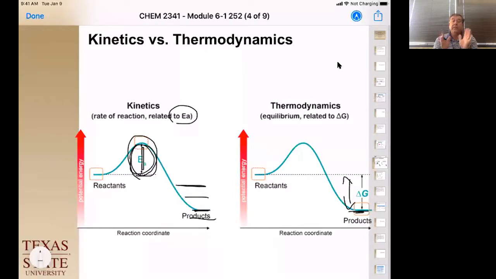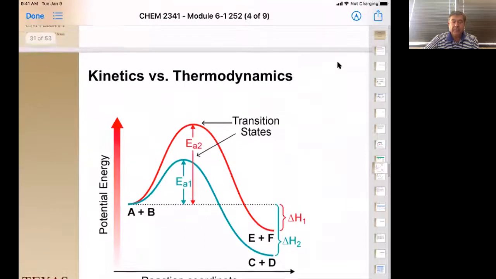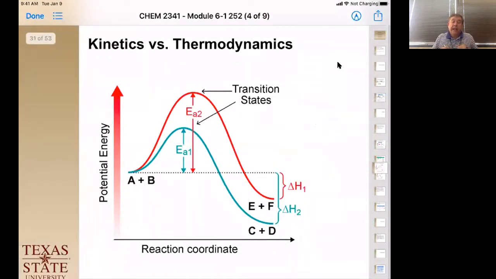So even though we're both talking about energy, one's talking about the energy of the transition state, one's talking about the energy of the products, okay? So that being said, we can actually have a reaction that can be driven by its thermodynamics, or it can be driven by its kinetics.